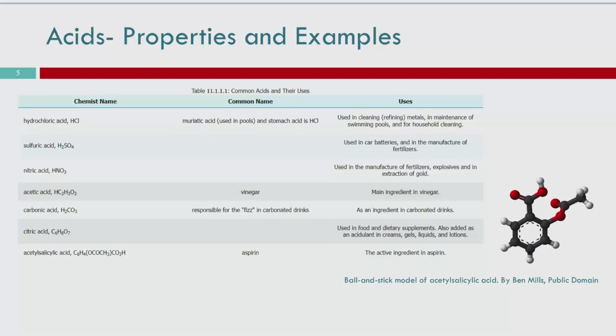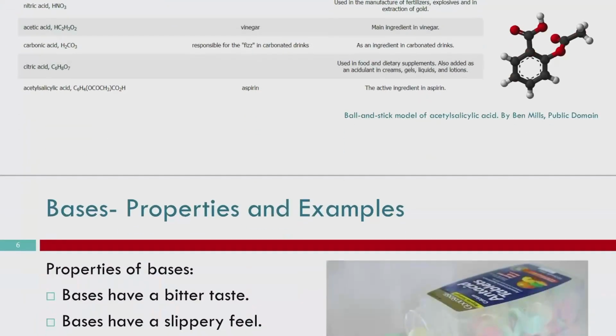Some acids are listed here. So here's some of our chemical names: hydrochloric acid, sulfuric acid, nitric acid. These are ones that we've seen before. Some of these show up in household cleaning products. Others are used in agricultural applications. For example, sulfuric acid, commonly added to drip lines for irrigation and used to acidify soil for blueberry fields.